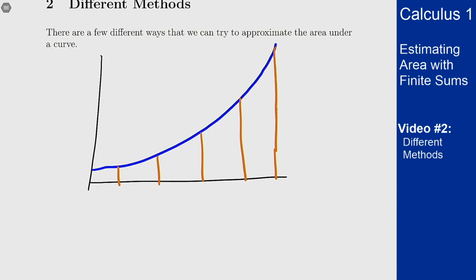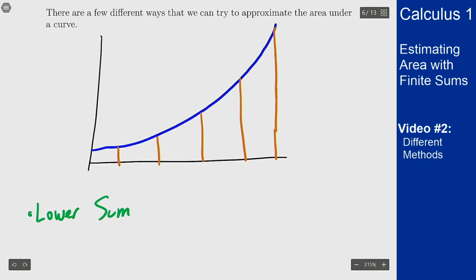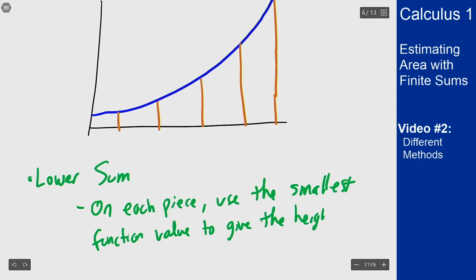First we could do what's called a lower sum. And the idea of a lower sum is that on each little piece, I will use the smallest value of the function to give me the height of the rectangle. And so that will look something like, on this first piece, it's lowest over here, so there's my height. On the second piece, it's also lowest here, so there's a height. Third piece, fourth piece, and fifth piece, I pick the lowest value to give me the height.